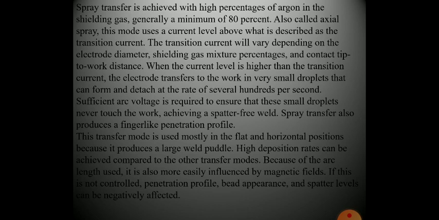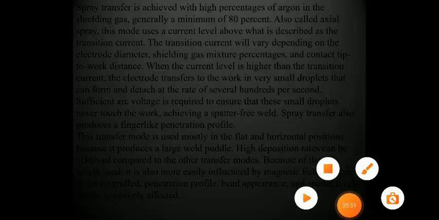So this transition current will vary depending on the electrode diameter, shielding gas mixture percentage, and contact-tip-to-work distance. The current level is higher than the transition current, and the electrode transfer to the work is very small, in droplets that form and detach at the rate of several hundred per second. Sufficient arc voltage is required to ensure that these small droplets never touch the work.